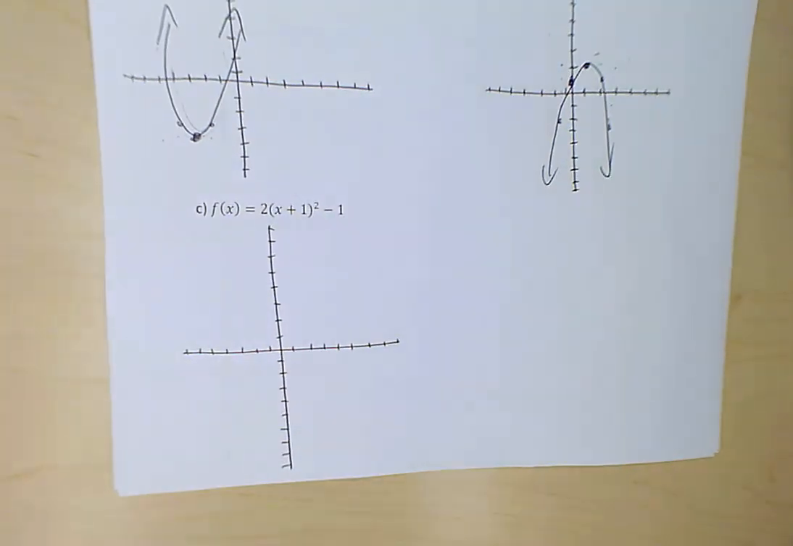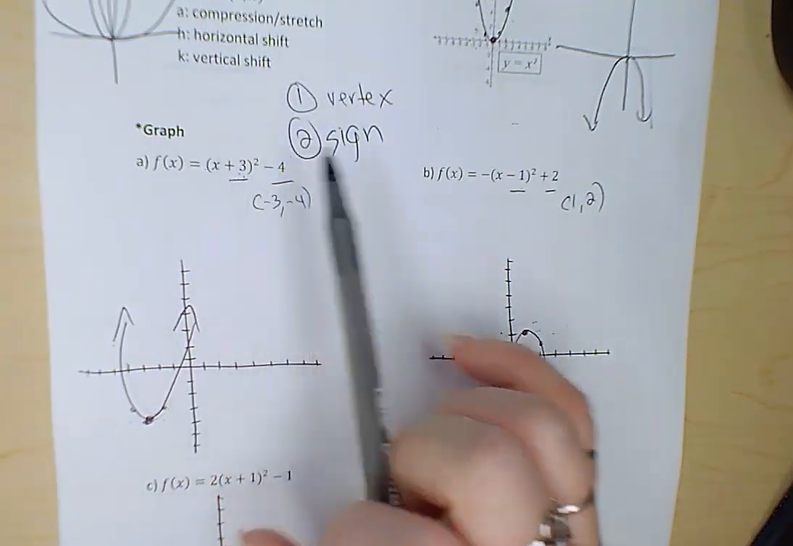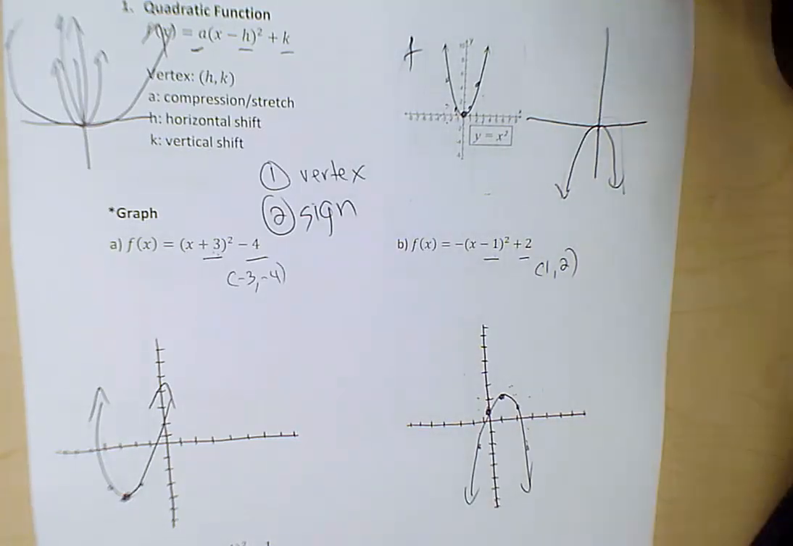And that is what my quadratic equation would look like here. Now, for example C, we do have an a here that is not a 1. If you notice, every single one of these was a 1, which is why we're able to follow the movements of our parent function.